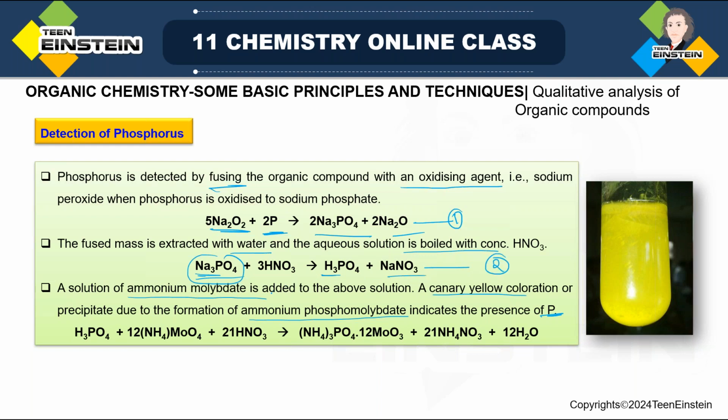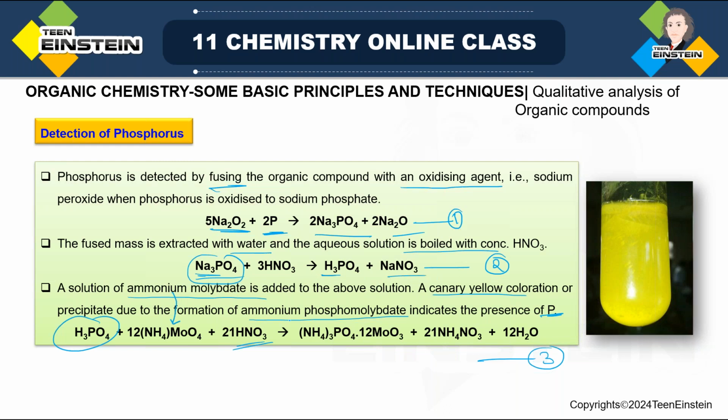In step 2 you have generated H3PO4, but this will be possible only if phosphorus is present. Now this H3PO4, in the third step, is reacting with ammonium molybdate. This one is ammonium molybdate, (NH4)2MoO4. The molybdate ion is MoO4. This part is the molybdate ion. So 12 moles of ammonium molybdate, and there is already the presence of HNO3.